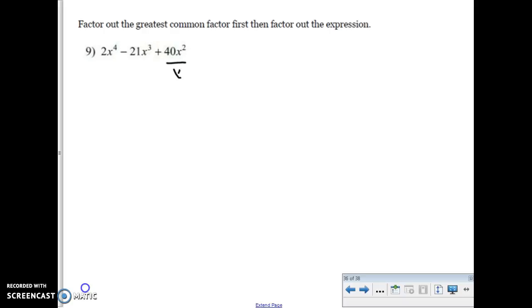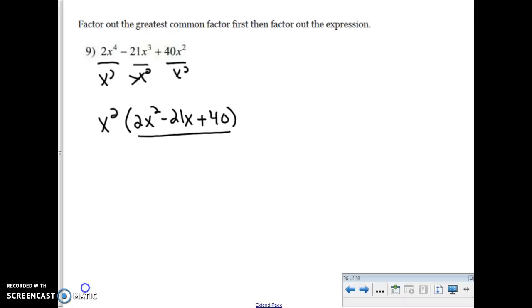So if I look at this, it looks like it's an x squared. X squared is the greatest common factor. So I'm taking out an x squared because 2 doesn't go in all those terms. So when I look at this, I end up with 2x squared minus 21x plus 40. Okay? So in this case now, I want to factor out 2x squared minus 21x plus 40.